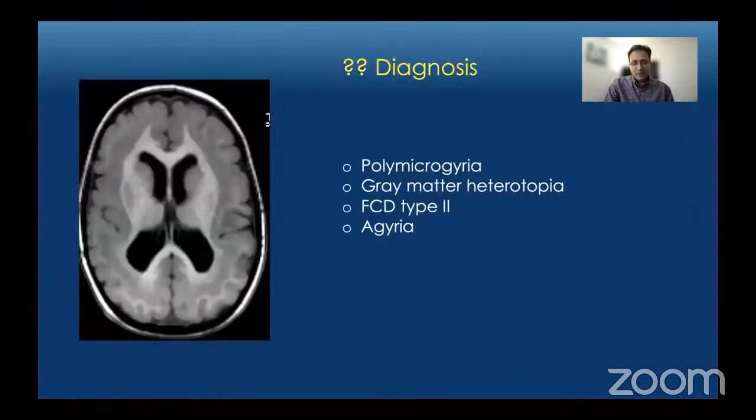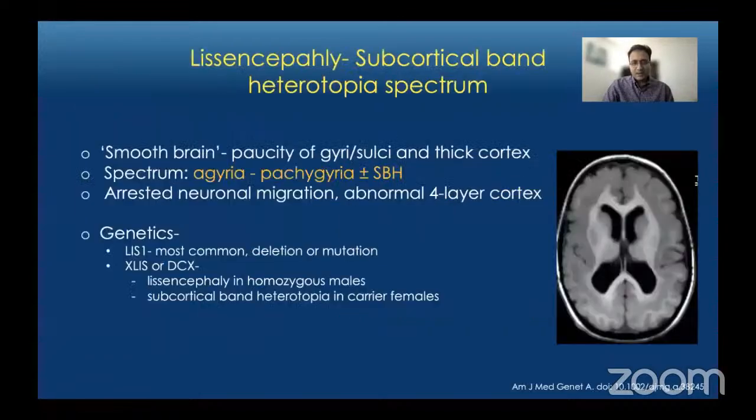So what's the diagnosis? Is it polymicrogyria? Is it gray matter heterotopia? Is it focal cortical dysplasia type 2? Or is it agyria? This is an example of subcortical band heterotopia. Subcortical band heterotopia belongs to the Lissencephaly spectrum of disorders.